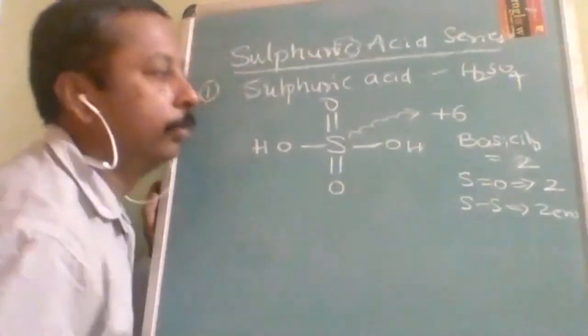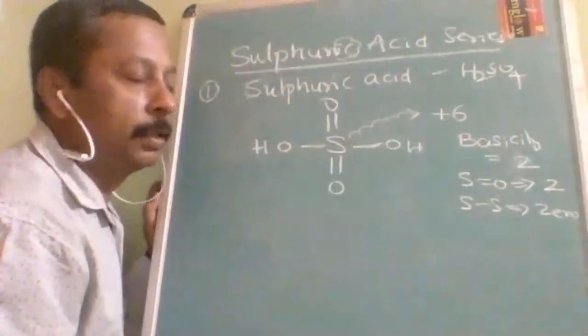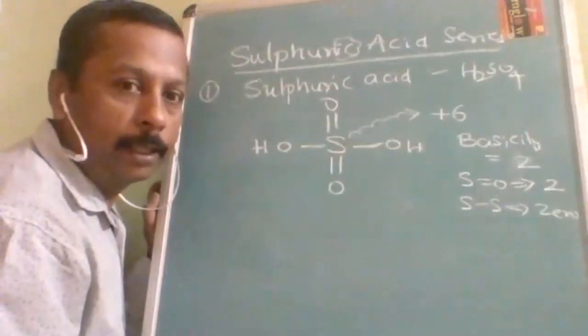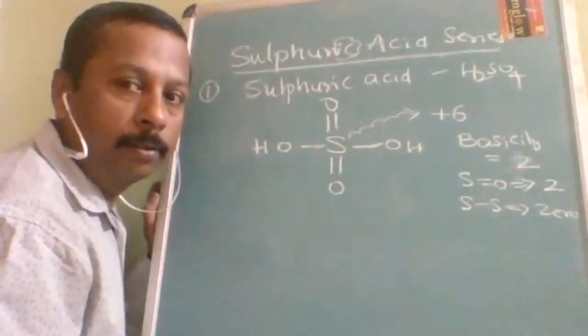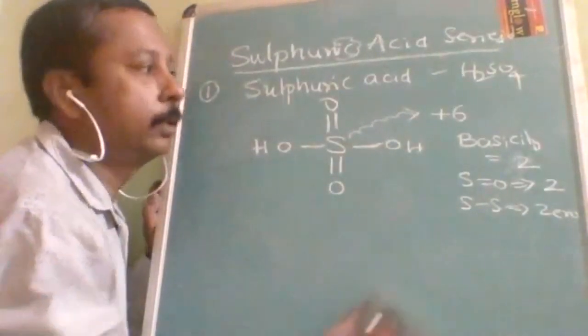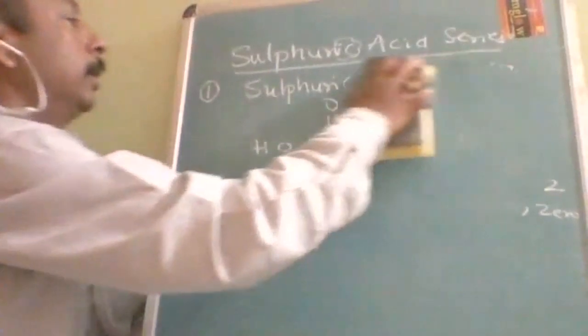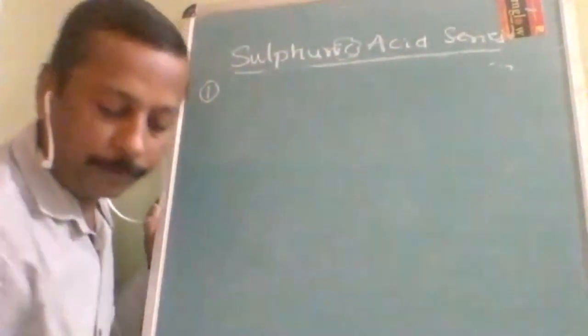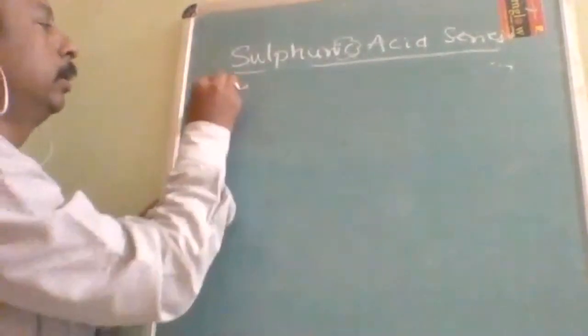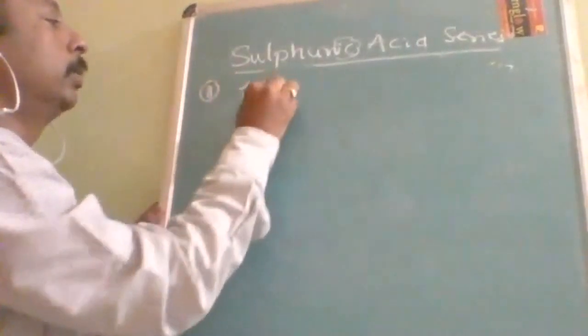Understood? So you should make a note so that, as per the current exam pattern, you should be able to answer all questions. Is it understood, students? Okay. The first of the sulfuric acid series is completed, very easy. Okay. Next, I think the second you can do now.